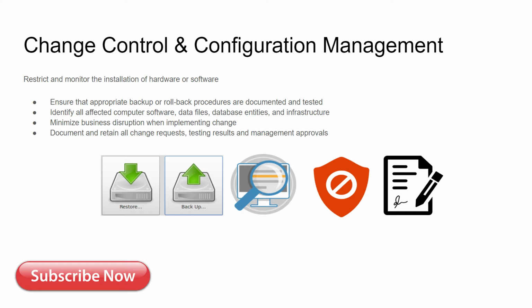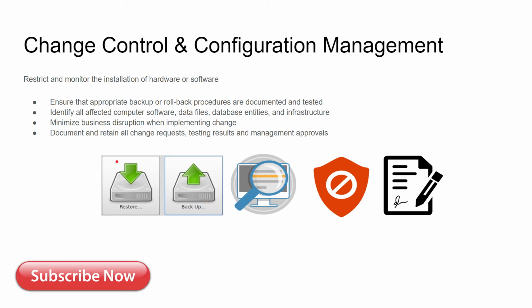Ensure that appropriate backup and rollback for these procedures are documented and tested. Identify all affected computer software, data files, database entities and infrastructure. Minimize the business disruption when implementing changes. If you want to implement some changes, maybe changing the hardware or software or installing some new stuff, it should not have a big impact on the business. So make sure that impact will be very low. And document and retain all the change requests, testing results and management approval. So make sure at the end you keep the documents.